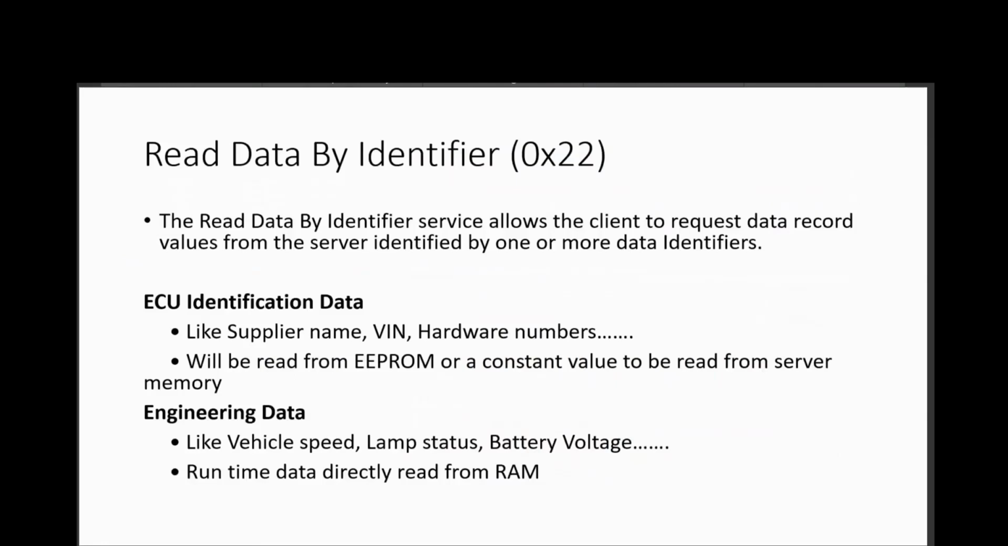Next is Read Data By Identifier. This is mainly used to read data from the ECU, which may be any parameter from the ECU, for example ECU identification data like supplier data, VIN number or hardware number. We can read any data in the ECU, whether stored in the EEPROM or currently in the RAM memory, and engineering data like vehicle speed, lamp status, battery voltage. Every parameter we can read using Read Data By Identifier, so all the runtime data we are able to read.